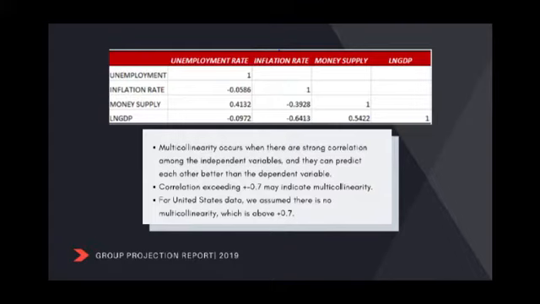For multicollinearity, it occurs when there is strong correlation among the independent variables and they can predict each other better than the dependent variable. In addition, correlation exceeding plus minus 0.7 may indicate multicollinearity. For the United States data, we assume there is no multicollinearity, as none is above positive 0.7.